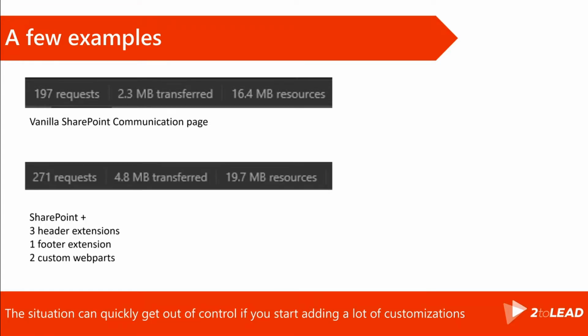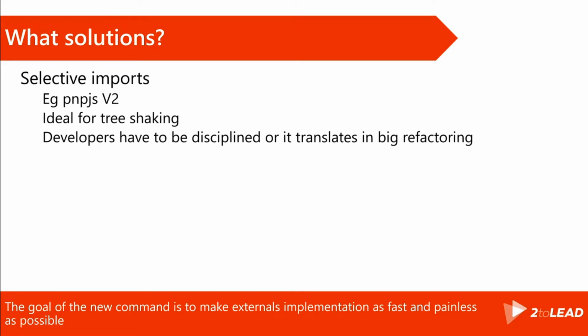And then if you start adding a few extensions and web parts and so on and so forth, and if you're not careful about what you're doing, well, the number of requests and the size of a page can go up quite quickly. So you want to avoid that in order to provide good performance and a good experience for the end users. What solutions do you have?